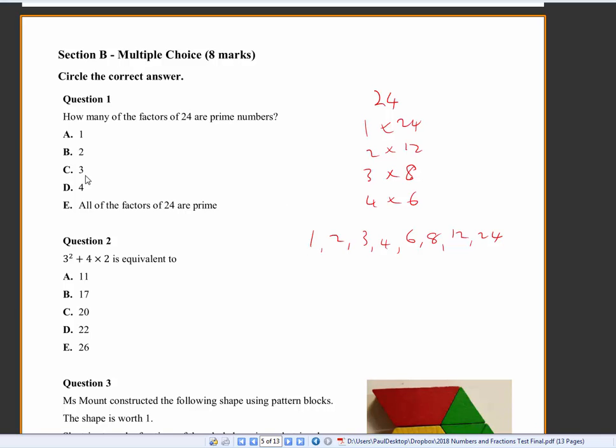Now, a lot of you said the answer to this was 3 because you included 1. 1 is not a prime number. 1's neither prime nor composite. Okay, it doesn't fit the description of a prime number nor a composite number.